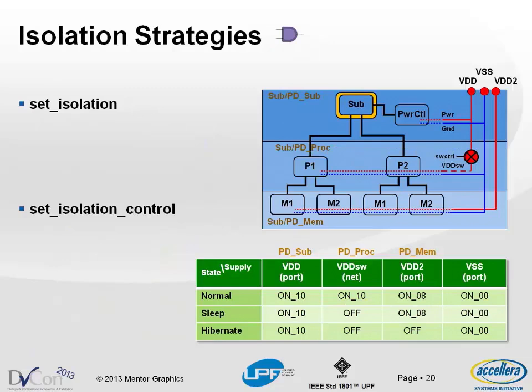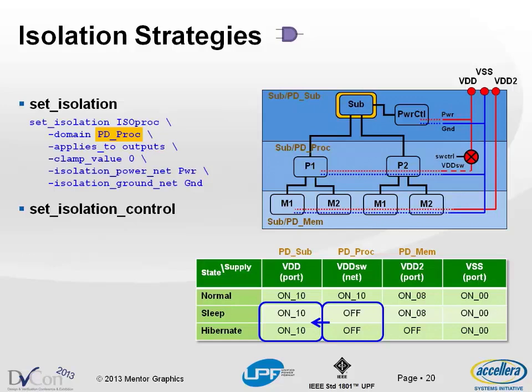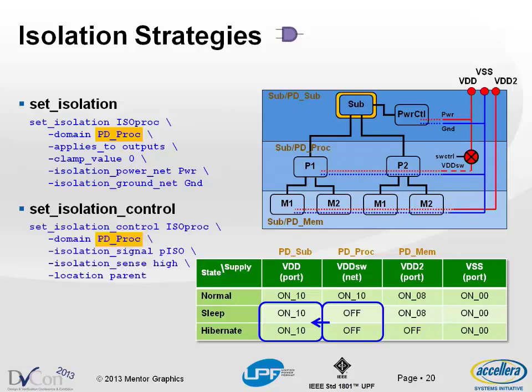For isolation, we have the case also where this power domain is off, but another power domain that it interacts with is on. This is a case where you want to protect the power domain that's on from possible errors resulting from being connected to power domains that are turned off. So here we use a command called set isolation. This is being applied to domain PD proc. That's the one in the middle. And we're also going to need a set isolation control command in this case to specify the control signals.